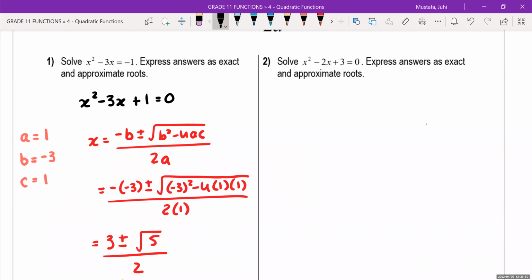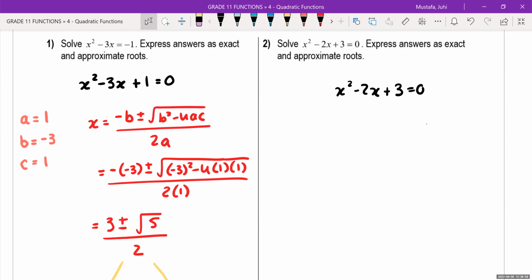All right, you guys. So for question number 2, it is already in standard form, so we don't really have to move anything around. My A value is going to be a 1, my B value is going to be -2, and my C value is going to be 3. My equation is x is equal to -b plus or minus the square root of b squared minus 4ac over 2a.